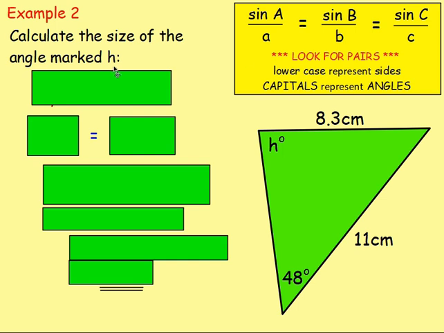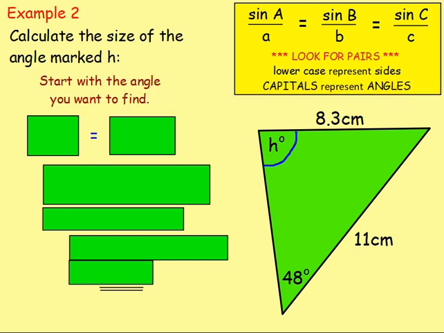Example 2. Calculate the size of the angle marked H in this green triangle with the 8.3 centimetres, the 11 centimetres, the 48 degrees, and this H that we want to find. How do we go about working out the size of angle H? We want to start with what we want to find whenever we're using the sine rule. So we start with H. But it's not just H on its own, it's always sine of the angle. Whenever it's the sine rule, it's always sine of the angle, whether it's the angle you're working out or the side.